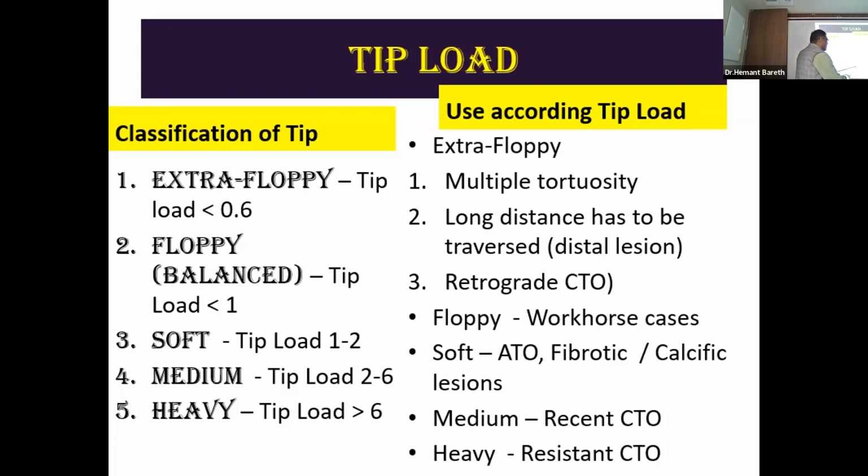And then whenever you use a soft wire, as I said, it is for acute total occlusion, recent MI, or a very fine fibrotic lesion. Medium is recent CTO, heavy is resistant CTO. I already told you.